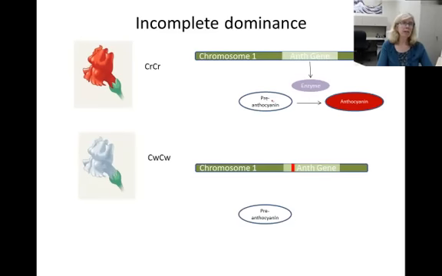The red color in snapdragon flowers is also due to an anthocyanin pigment, but this one looks red. The enzyme gene necessary for making the pigment is produced by the CR allele. The CW version of the gene contains a mutation, so it does not produce a working enzyme and no working anthocyanin is produced. So far, this should look familiar, but in incomplete dominance, there's a difference in the heterozygote.